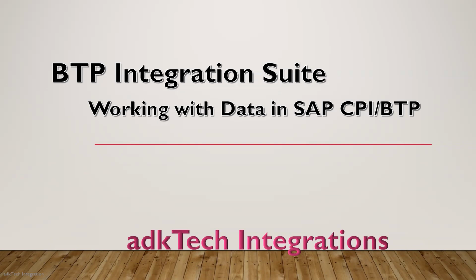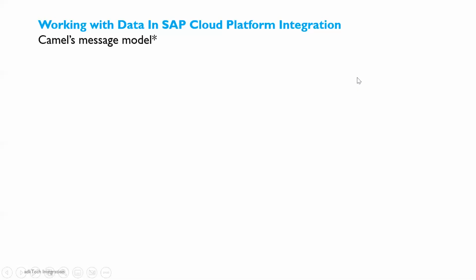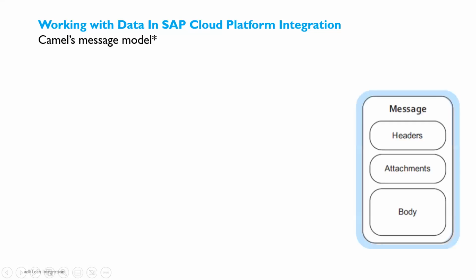So before proceeding, we all know that Apache Camel is working under the hood of SAP Cloud Platform Integration. Here on the slide at the right side, you see that the message consists of the header, attachment, and body. So a message consists of three parts, as you already saw.